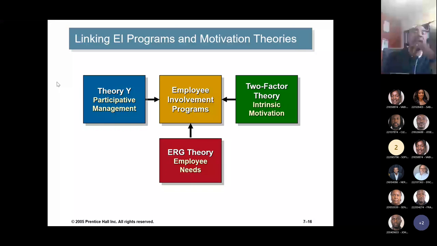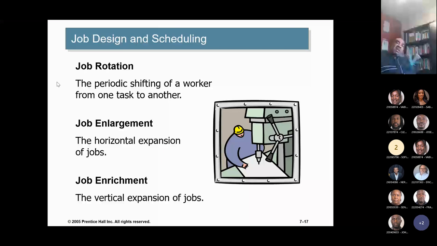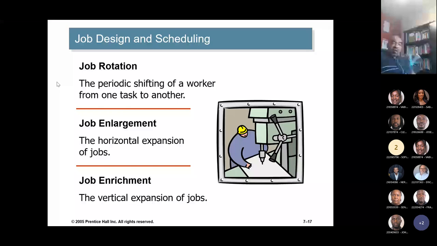So that is that in terms of the linkages between employee involvement programs and, of course, motivation theory. Now, there are other ways one can motivate employees within the workplace, which you have touched on in other slides. First and foremost, job rotation. Job rotation simply means the periodic shifting of a worker from one task to another. Through this process, workers know what is prevailing in another part of the department. That enables them to analyze issues of equity in terms of treatment and other things.